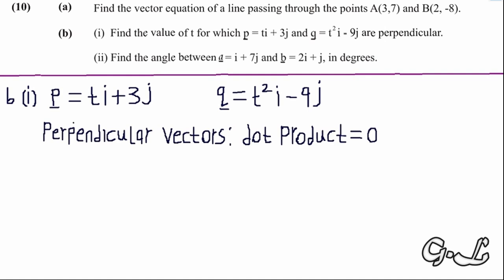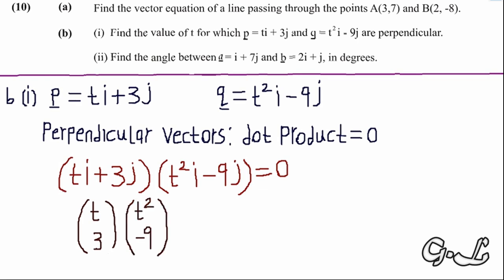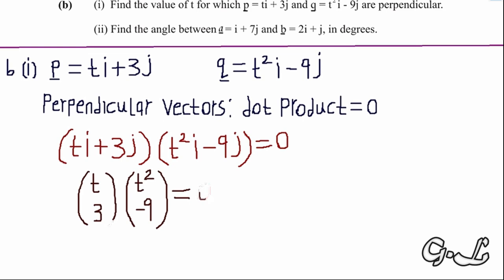We're going to represent that one in column vector form because that's what I like. So we're going to say t, and then down there we're going to have 3, and in the other brackets we're going to have t squared and then negative 9. But you can use any other way. If you want, you can just use the direct way of addition and subtraction and also multiplication of these vectors. So that is equal to 0.